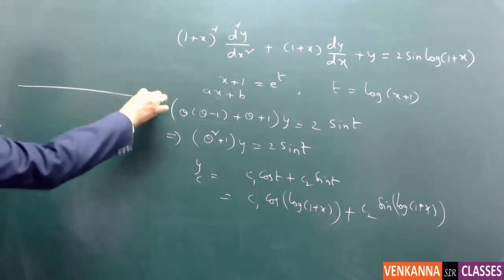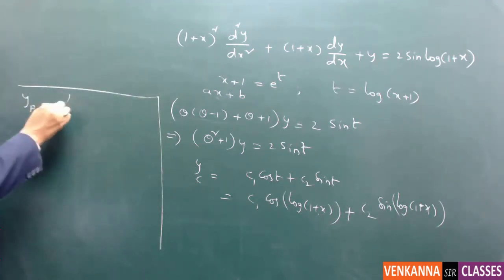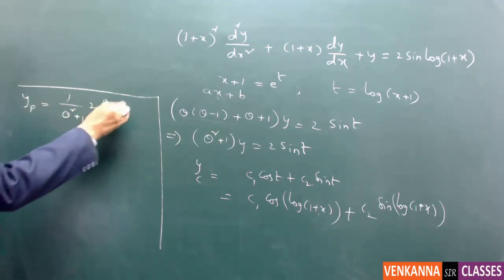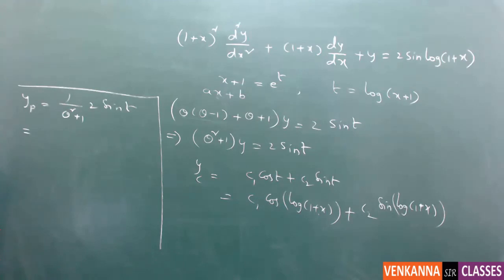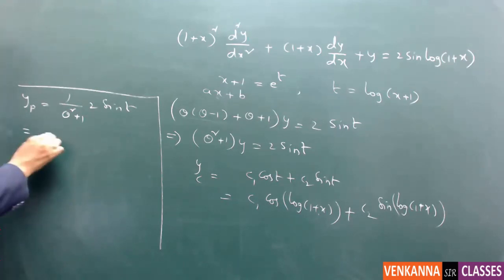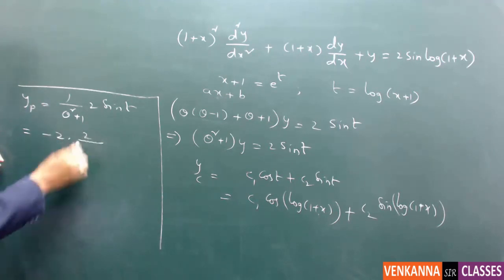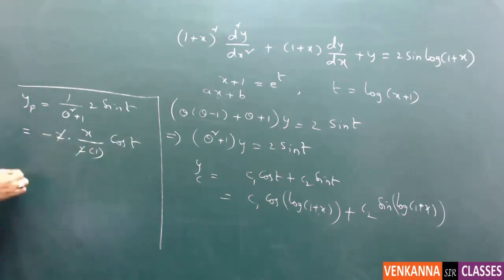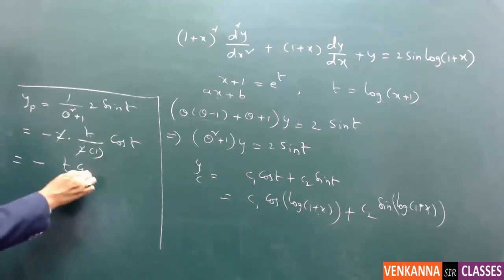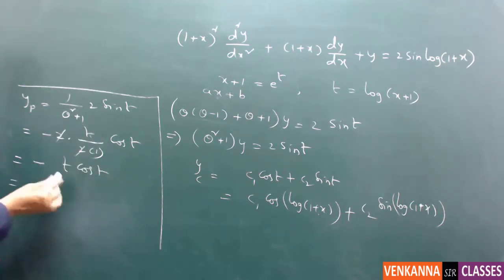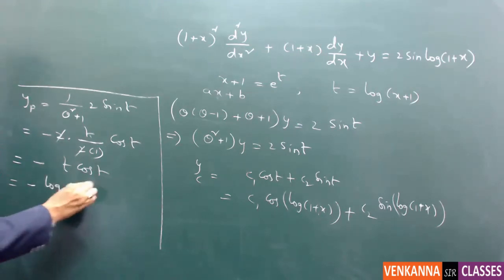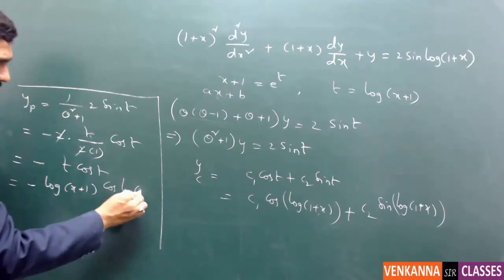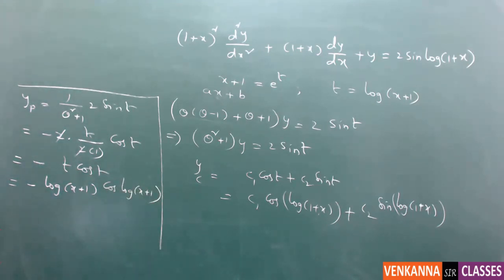And then coming to yp, so 1 by theta square plus 1 into 2 sine t. Applying the same formula we learned earlier, so minus 2 into 2 by 2 into 1, I mean x into cos t, 2 gets cancelled, here you have to take t, so minus t cos t, minus of log of x plus 1 cos log of x plus 1. Please check on that. And the general solution is given by y is equal to yc plus yp.